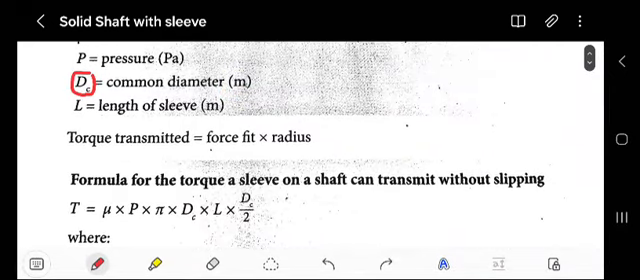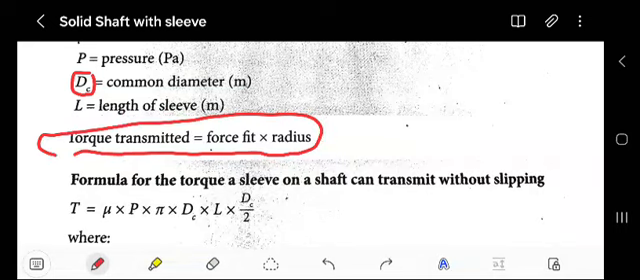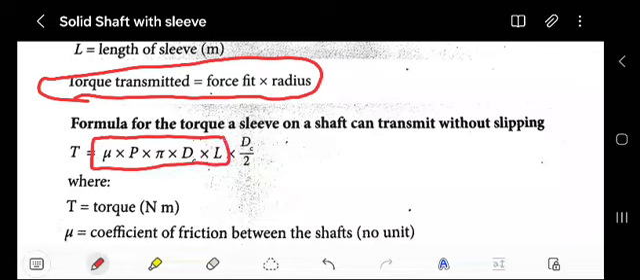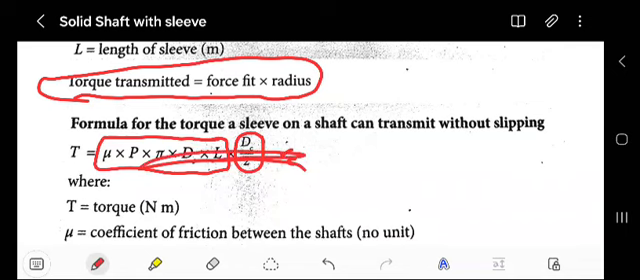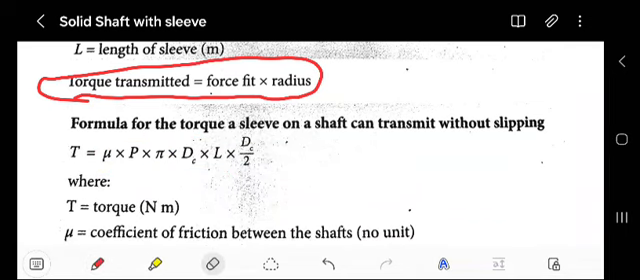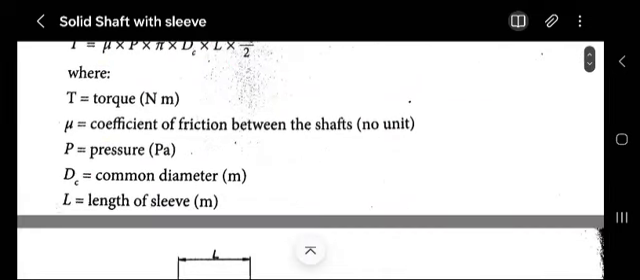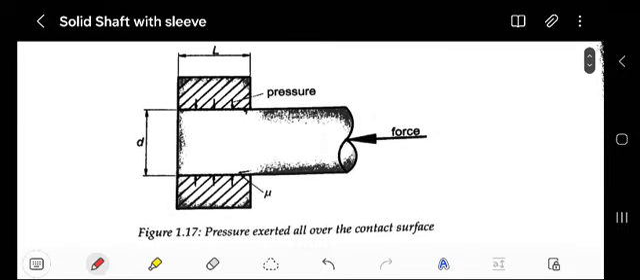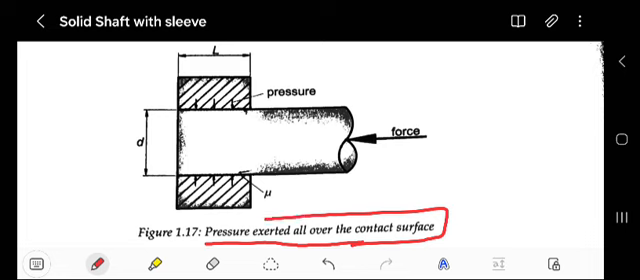So the torque transmitted, we know, is force multiplied by radius. This is the friction force. All of that would equal the friction force multiplied by the radius, which is the common diameter divided by 2. This is the same as the radius. The torque is force multiplied by radius. So what I'm trying to say here is the pressure exerted all over the contact surface.